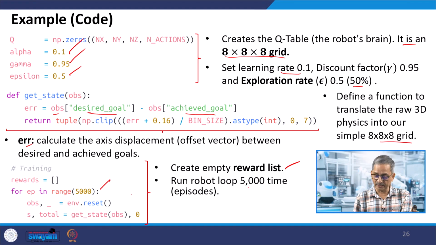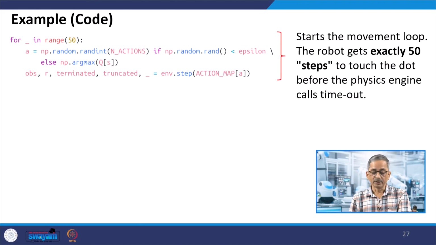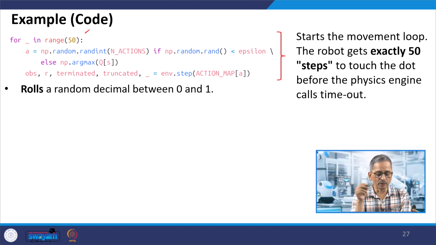In the training, we create the empty reward list and we run the loop 5000 times. Then reset, basically returning the robot to the starting position. We give the range 50, which means exactly 50 steps are going to take place to touch the dot, and the program rolls a random decimal between 0 and 1.